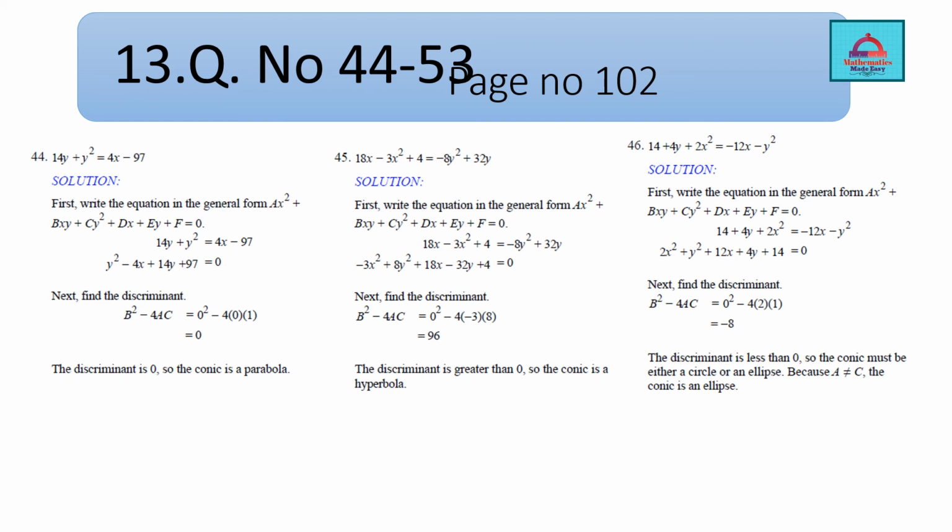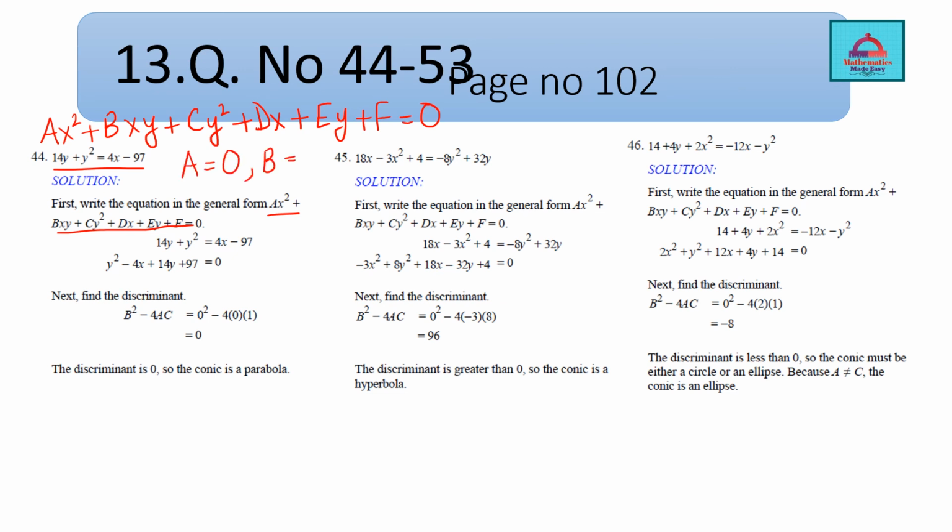Pay attention. So what was the general form? Ax square plus bxy plus cy square plus dx plus ey plus f equal to 0. So step 1, identify a, b, c, d, e, f. If you write it in this general form, then this equation does not have any x square, so a is going to be 0. What is the value of b? B is the coefficient of xy. Again, b is also 0.